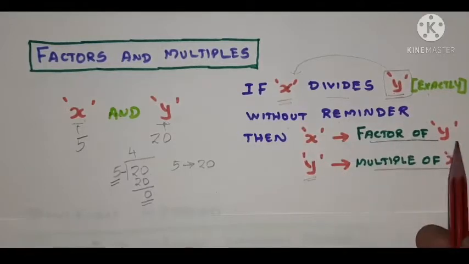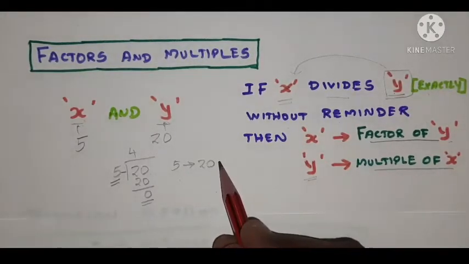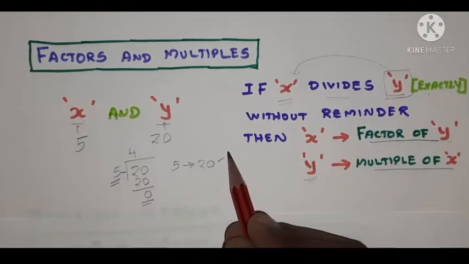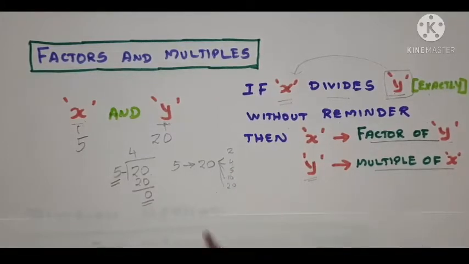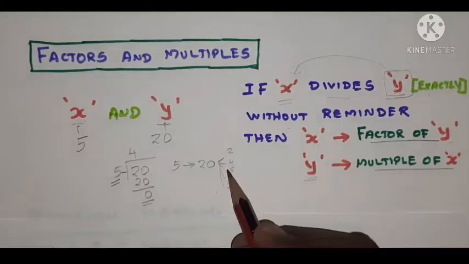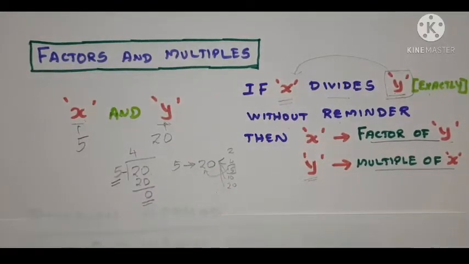That's what I mean here: x is a factor of y. Why do I say 5 is one of the factors of 20? We know very well about 20. It's an even number whose factors are 2, 4, 5 as well as 10 and 20. So 5 here is one of the factors of 20 that we found.